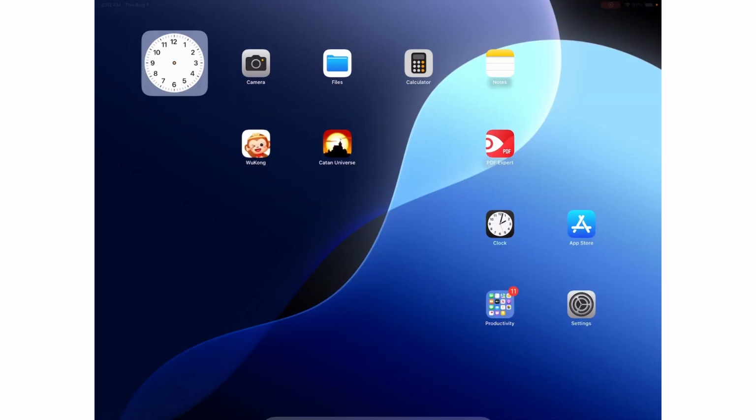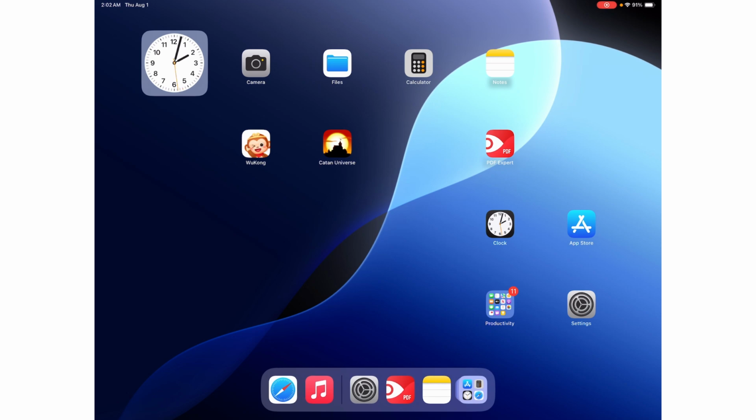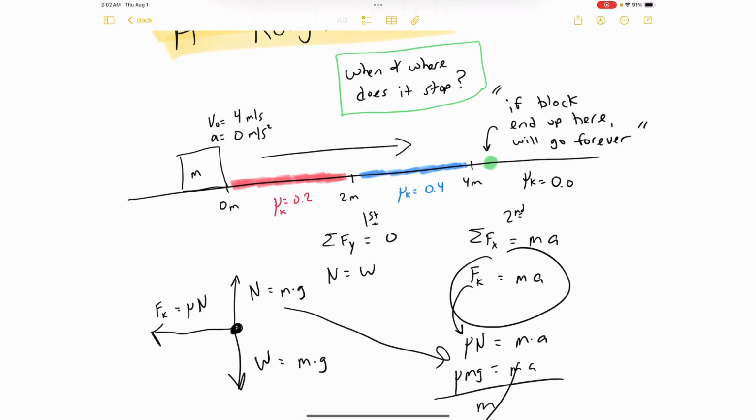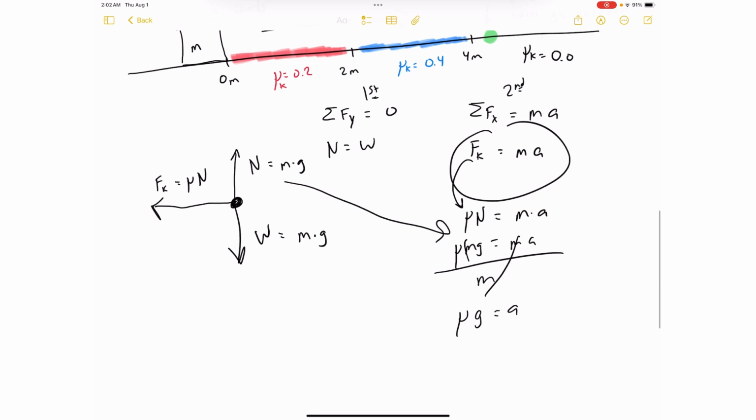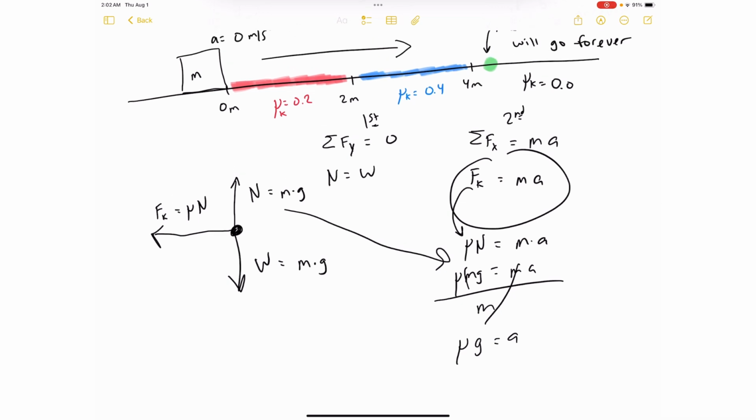Get rid of that. Sorry. Divide by that. And now we have mu g is equal to a. So the acceleration is equal to mu g. So that means your coefficient of friction times gravity is your acceleration. Okay, in this scenario here. So great. So that's pretty cool. So that's all we have to do.